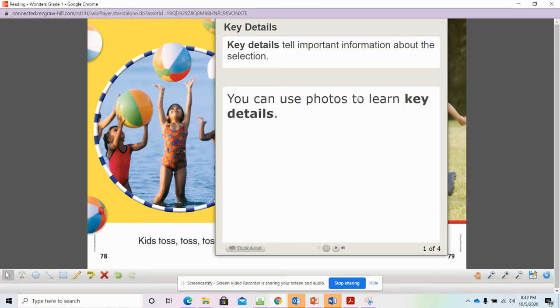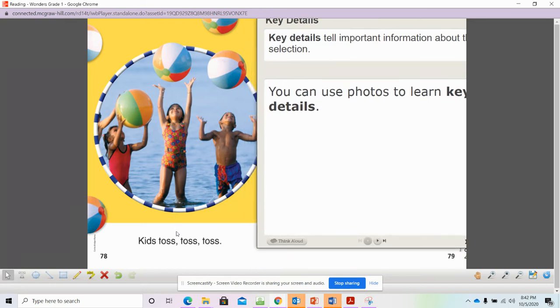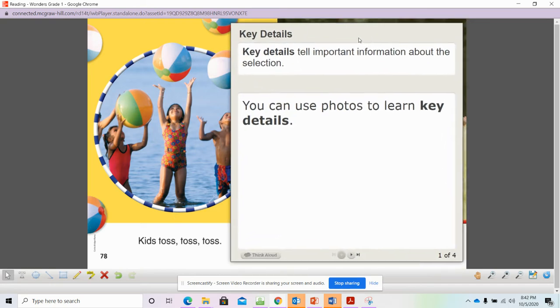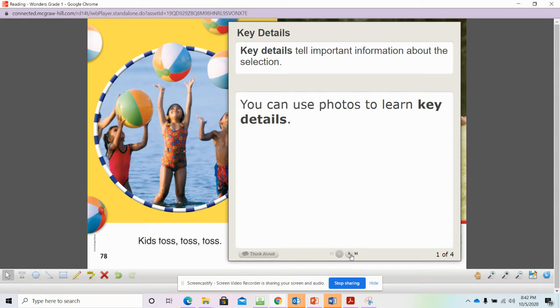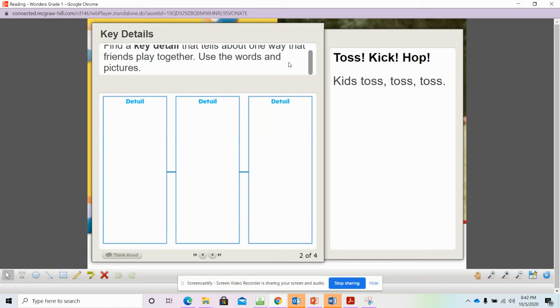You can use photos to learn key details. So you can use the pictures to help you find some of the key details in the story. So this is the story that we read yesterday. Let's see if we can find some key details about it. Okay, so find key details that tell about one way that friends play together. You can use the words or you can use pictures.